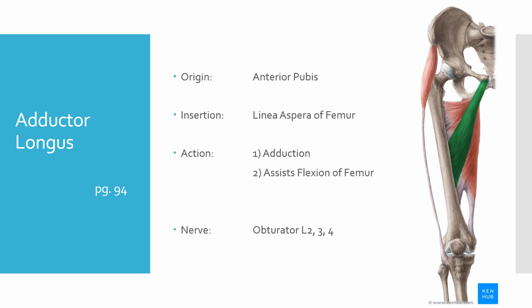Adductor longus. The origin is the anterior pubis. The insertion is the linea aspera of femur. 2 actions include adduction, and it also assists in flexion of the femur. The nerve is obturator L2, 3, and 4.